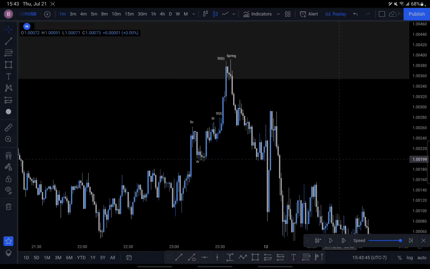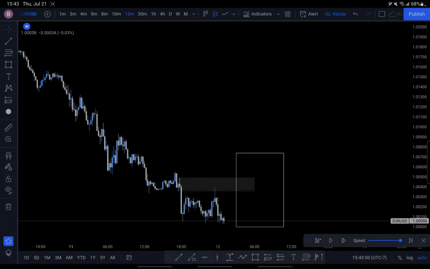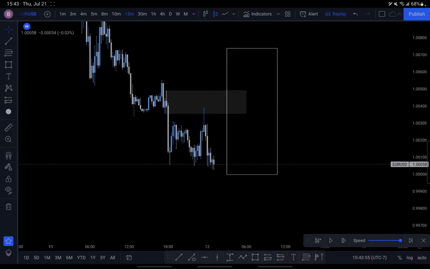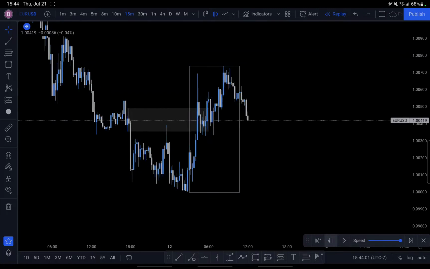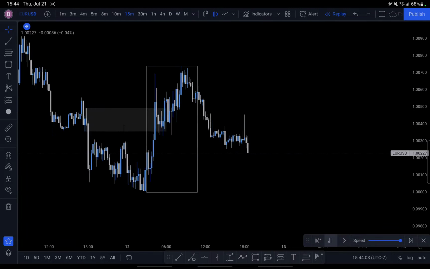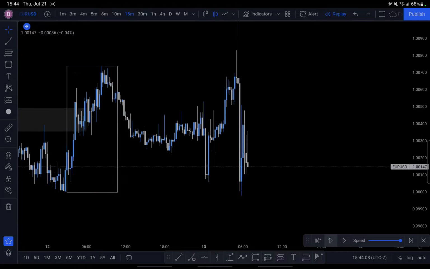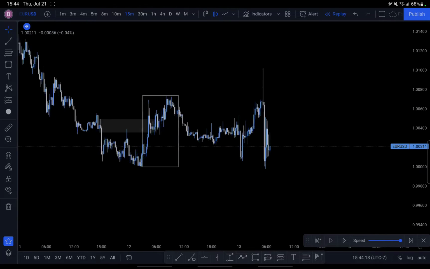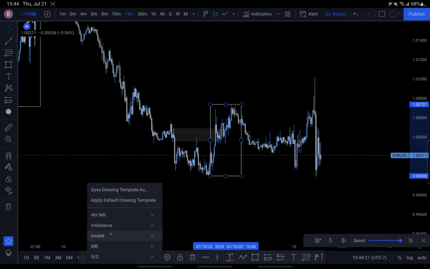Okay, so let's go ahead and go back to our 15-minute zone. All right, and let's just let price play out again. We already know it breaks above. We just want to see where. Does our MB get invalidated? Okay, so our MB does get invalidated here. So I'll just mark this one as red for now.